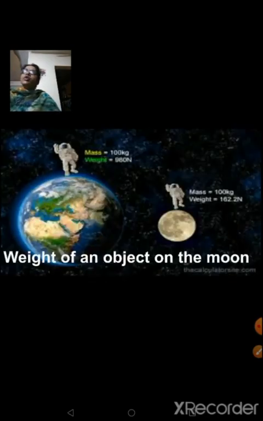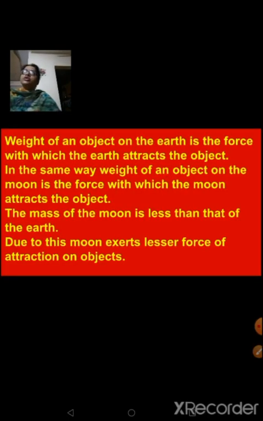Today, since we are going to do some numericals, I'll start with the calculation of weight of an object on the moon. Okay, first of all, you should know what is weight. You know the formula for weight because mass and weight are two different quantities. If an object has a mass of 100 kg on the earth, the mass will remain the same when the same object is dropped in moon, but its weight will change because weight is a product of mass and acceleration due to gravity. Acceleration due to gravity keeps changing.